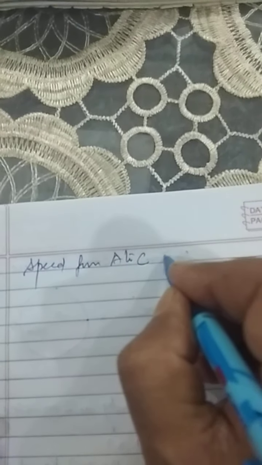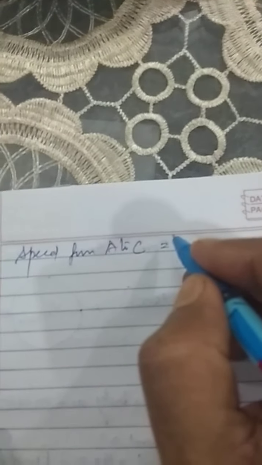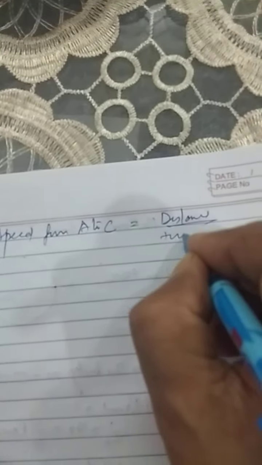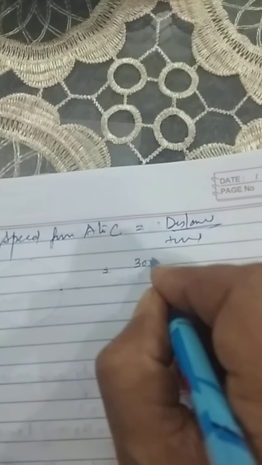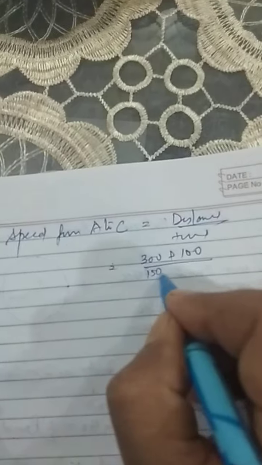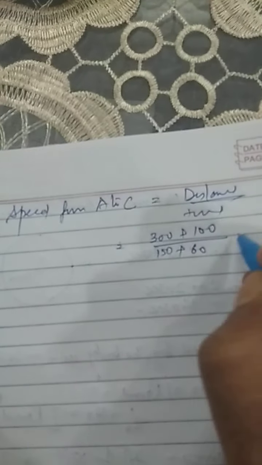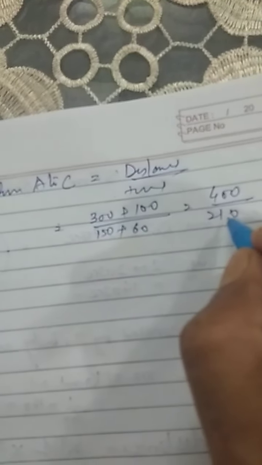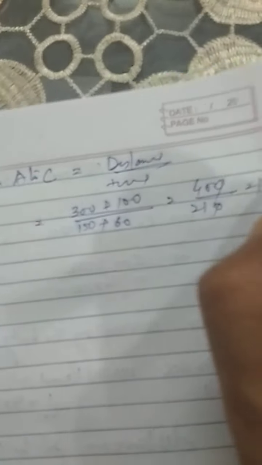Speed from A to C. Speed is equal to distance upon time. Distance is 300, and coming back another 100 meter, so 400. Time is 150 plus 1 minute, which means 60 seconds. So this is 400 total distance and total time is 210. It comes up to be 1.90 meter per second. This is the speed from A to C.